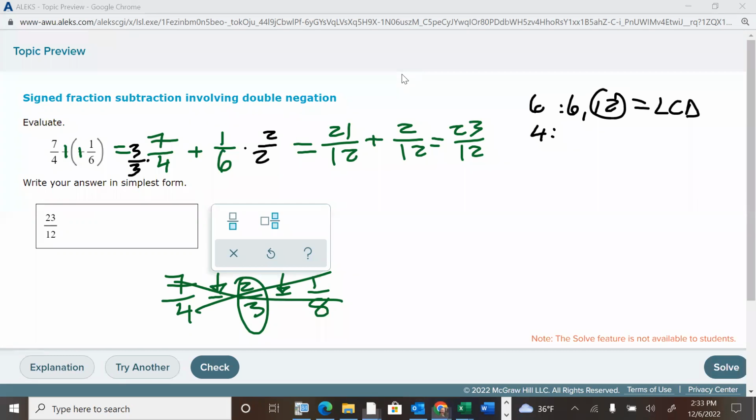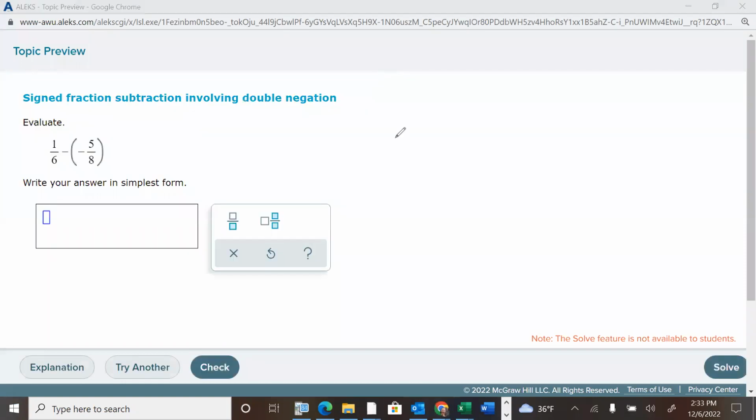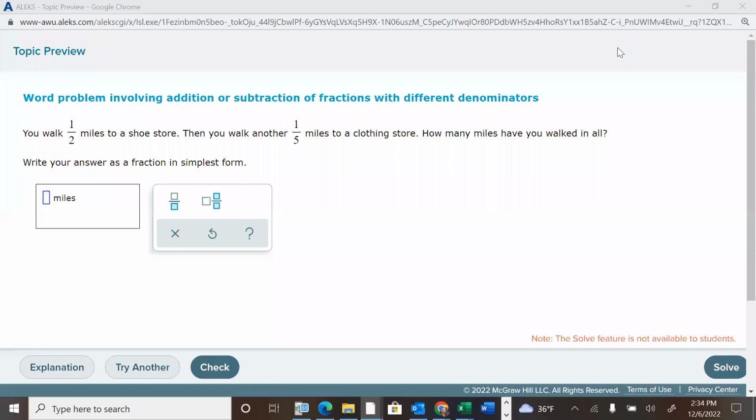If we quickly look at another one, we could say, hey, look at that, it's a double negation. Blam, blam. So that's going to be the same thing as positive 1/6 plus 5/8. Then you would go ahead and do it, and hopefully you would get something that looks a lot like 19/24.